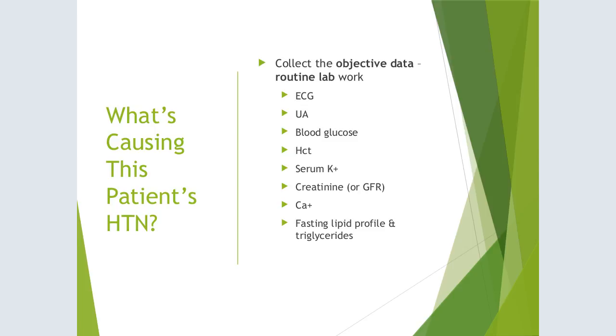Check their potassium to make sure there are no fluid electrolyte imbalances there. Creatinine and GFR go together. Calcium obviously goes there. Fasting lipid profile and triglycerides as well. Okay, so those are all things that are important to look at. So definitely look at the EKG. Definitely look at that UA. And these other things, you can get a CBC.